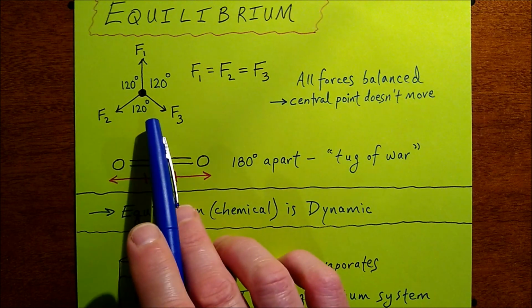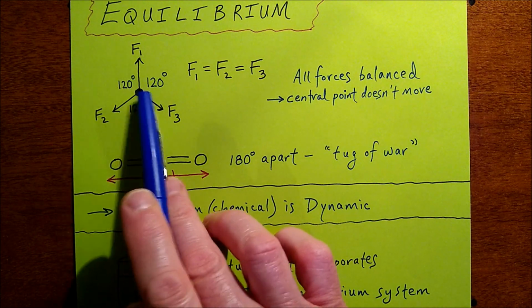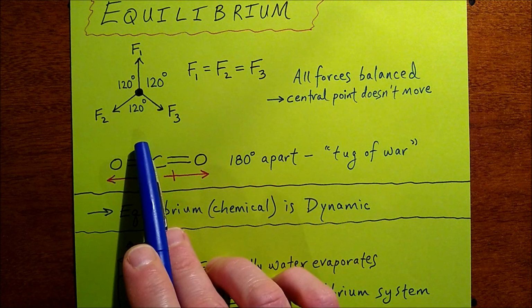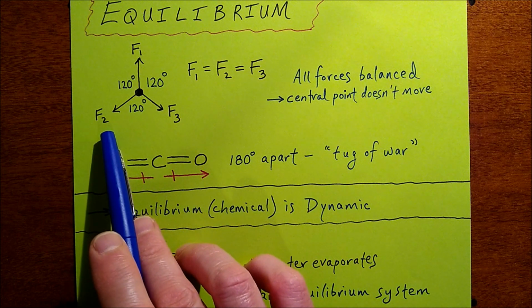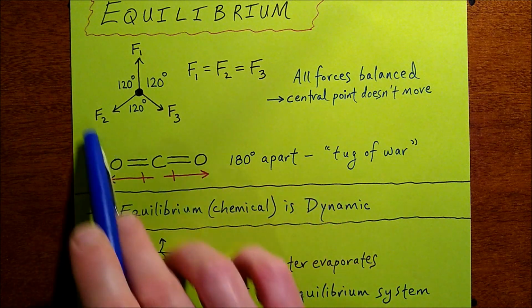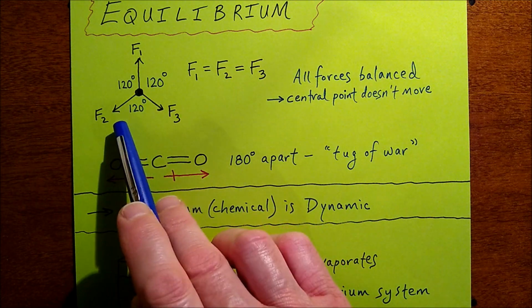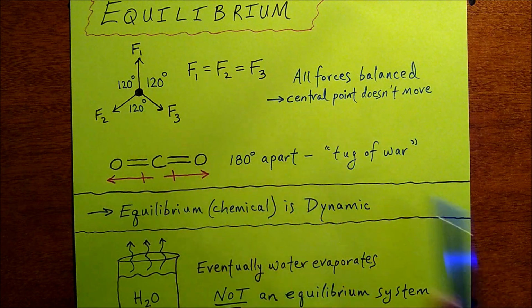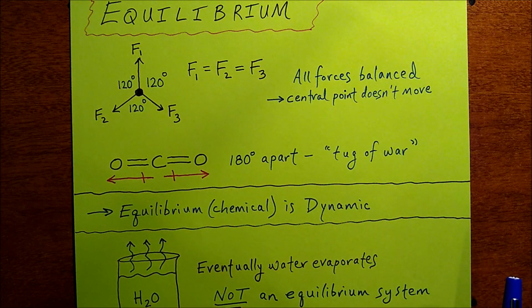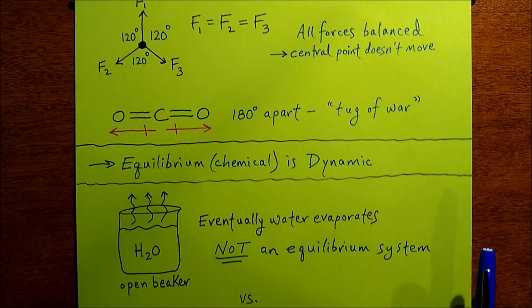Well, you could have a force table in the state of equilibrium if you put three equal forces, F1 equals F2 equals F3, at exactly 120-degree angles apart, that you would divide the circle into three equal pieces. That would mean that all the forces are balanced. The central point wouldn't move. The central point would be in a state of equilibrium. That's a physical analogy for what equilibrium is.